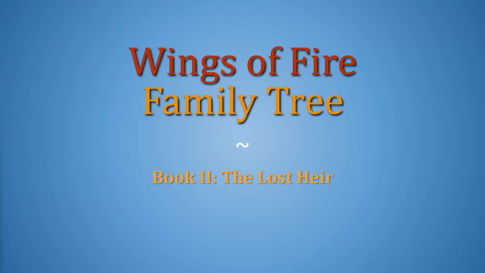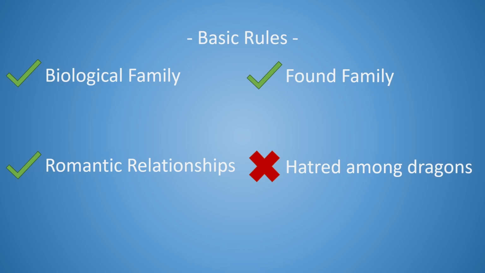Once again, we will be discussing the Wings of Fire family tree. This time, our focus will be on Book 2. We will continue building off our existing trees and creating new ones. I'll recap the rules really quickly. We'll be including biological families, found families, and romantic relationships. We will not be including Huhei 2 because that'll make things illegible. Check out the previous video to get caught up because we are diving straight into the prologue.